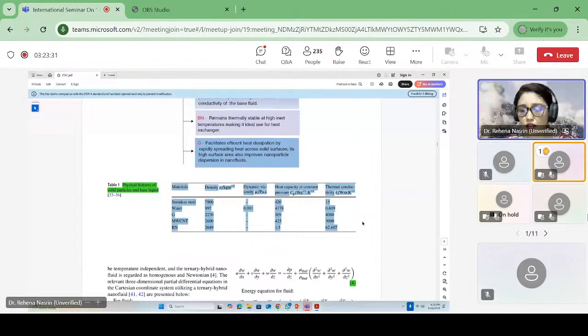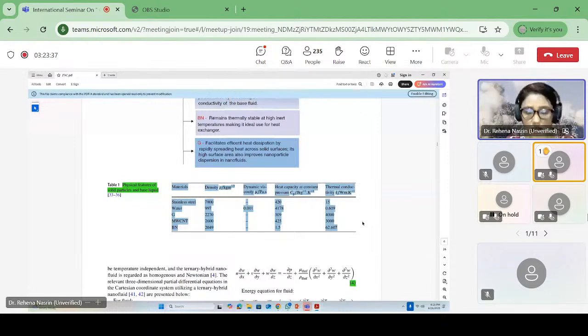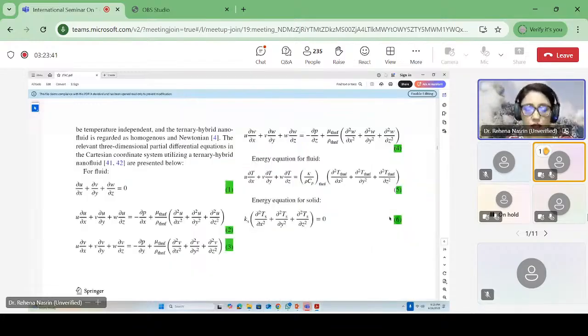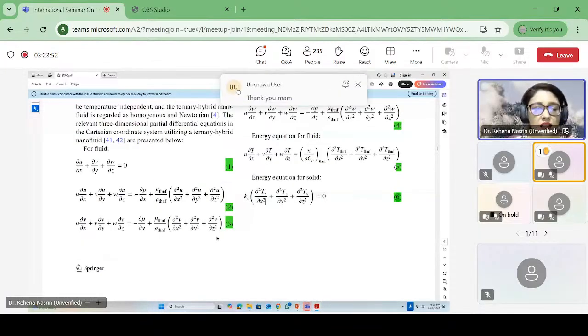Equation for fluid domain as well as solid domain. This is the energy equation for the solid domain. The solid material is the heat exchanger material, and the fluid domain is the pipe. Inside the pipe, fluid is passing. And in between the two layers, there is a plate, which is the stainless steel layer. And the effective properties of the nanofluid, this table shows.